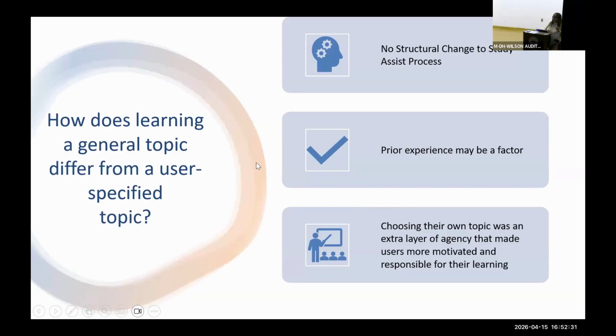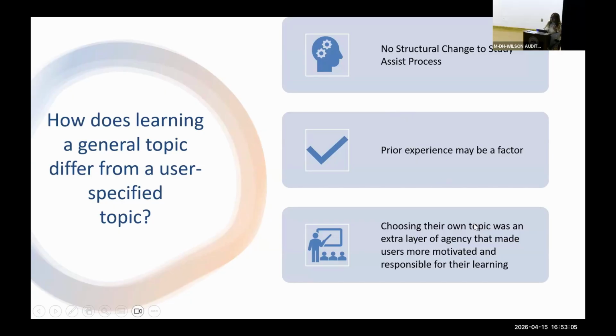Another question we were interested in: we had the participants use the system for Java, regardless of their background, and then we had them choose a topic they wanted to learn. For the second topic, most of them chose topics they knew already. The structural process did not need to change, but most people enjoyed learning their own topic much more than learning Java, especially people that had no idea what Java was. So they really liked it.